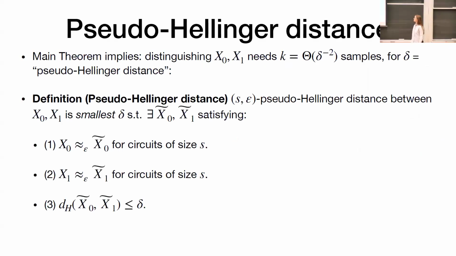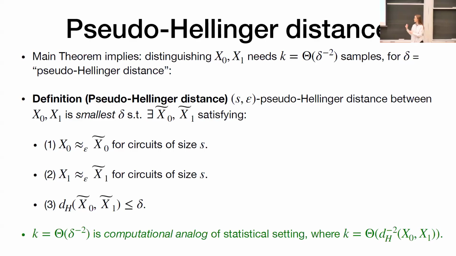So let's define the pseudo-Hellinger distance as follows. The S epsilon pseudo-Hellinger distance between x1 and x0 is the smallest delta such that there exist related random variables, x0 tilde and x1 tilde, that are indistinguishable from the original variables, and also such that their Hellinger distance is at most delta. And with this characterization of our theorem, we see that k equaling theta of inverse of delta squared, so the inverse of the pseudo-Hellinger distance squared, is a computational analog of the statistical setting where we had k equals the inverse Hellinger distance squared of x0 and x1.